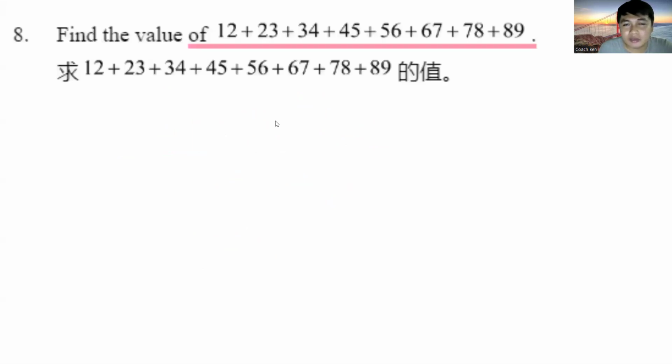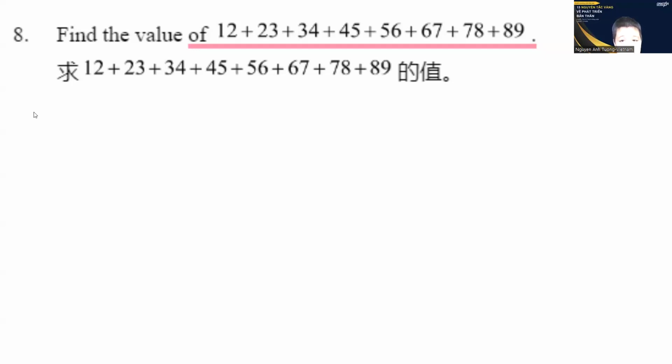Find the value of 12 plus 23 plus 34 plus 45 plus 56 plus 67 plus 78 plus 89. Okay, so does anybody want to volunteer for number 8? Okay, I see Nguyen and Tuong. I'm really sorry if I mispronounce your name. Just tell me how to pronounce it, okay? So, Nguyen and Tuong, do you want to answer? I want to answer. Okay.